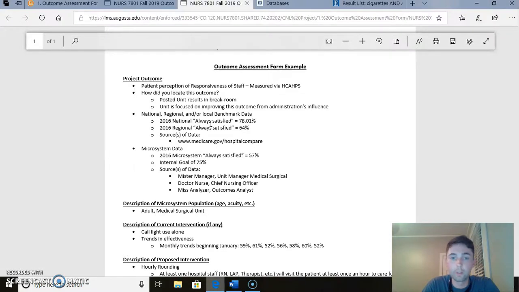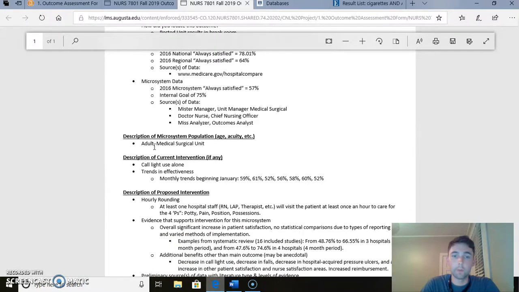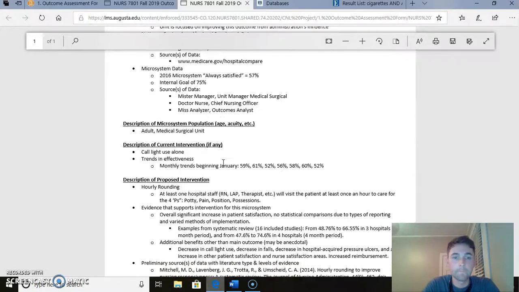Just do bullets and make sure you actually include your sources. This source is not in APA, y'all. Please include your sources in APA, that is huge. Microsystem, adult medical surgical unit. I would even go maybe a little bit more in depth. That sounds a little bit simple, but if you have a specific type of patient that's usually in there, that's cool. If not, just keep it basic.